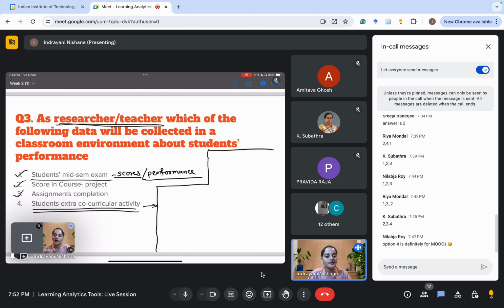But if you are a researcher interested in understanding the impact of co-curricular activities on students' performance, then this becomes crucial information. It is one of the independent variables: what co-curricular activities these students are doing, and how it determines the dependent variable, which is performance, like their course project performance, their mid-semester performance or their final semester exam performance. That becomes your dependent variable. So you have to collect information about your independent variable, and in that case you have to gather all such information.